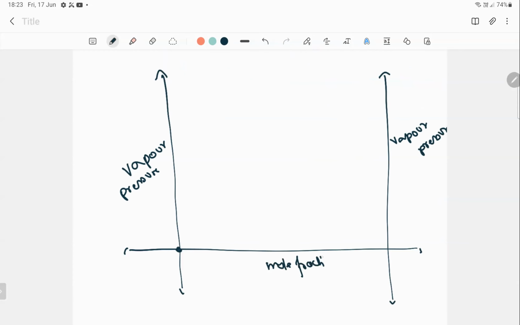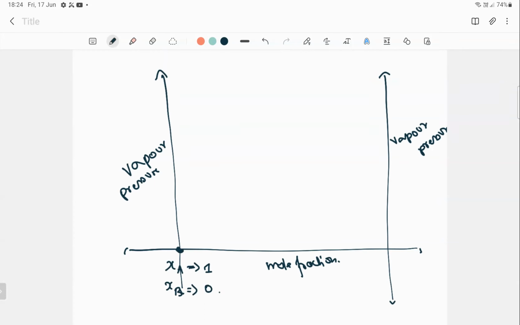First one. Here XA is nothing but your solvent. That is the mole fraction of your solute, which is 1. And XB is the mole fraction of your solvent, which is 0.